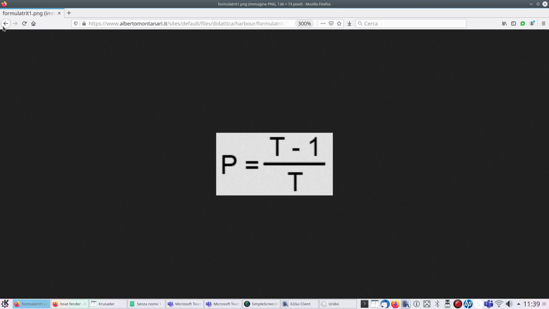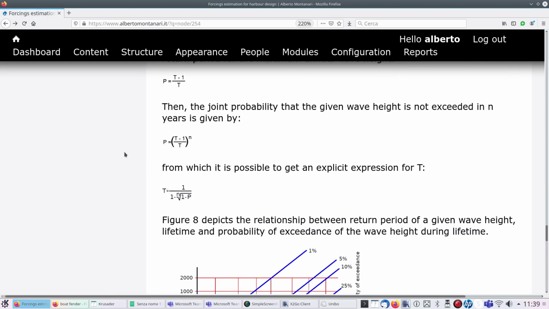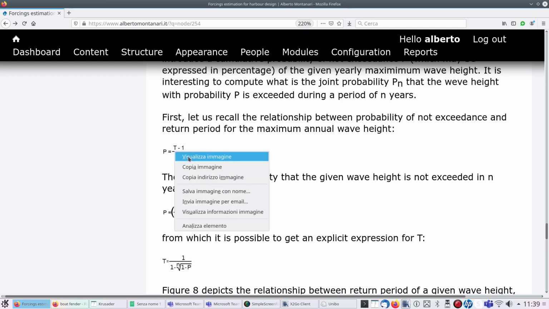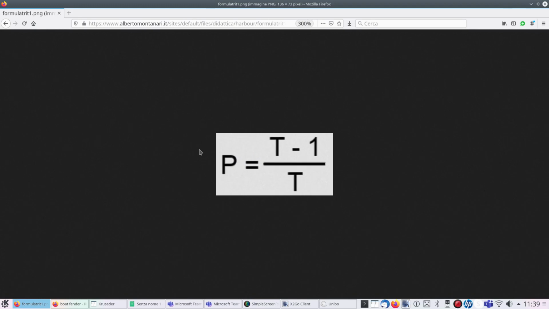Very good. Now let's go back. So what is the joint probability that the given wave height is not exceeded in n years? Again, what I get from this relationship here is the probability that in one single year, a given wave height is not exceeded. But what if I consider a sequence of years? Of course, the probability of not exceedance will decrease, because it's not just a single year that I'm considering. I am considering a sequence of n years.